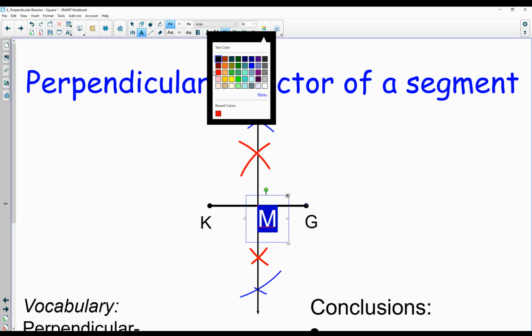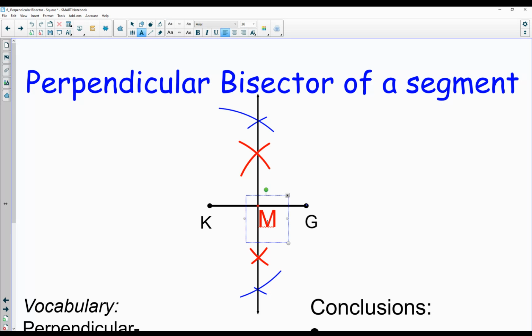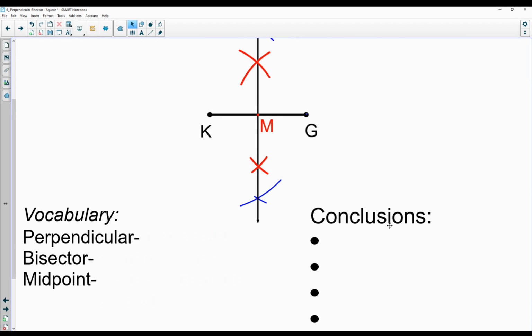And I'm calling it point M for two purposes. One, this point is actually considered a midpoint, right? This perpendicular bisector cuts it in half into two equal pieces. So now M is actually the midpoint of segment KG. So off to the side under the first conclusion, we're going to put that in there. M is the midpoint of KG. Since I cut this in half, that's the middle.